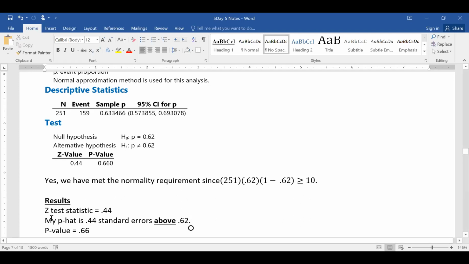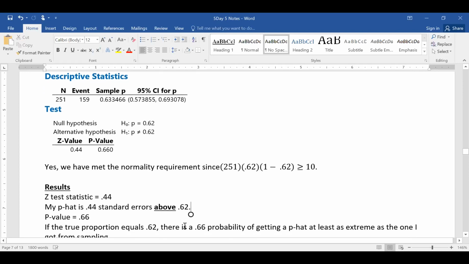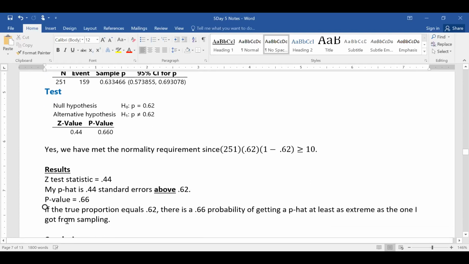You're not doing it. Then I just say my p hat is 0.44 standard errors above, because it's positive, 0.62, which is my p naught. It's just telling the location. Then up here in my output, p-value is 0.66. So I'm just going to report p-value. That should be a lowercase p. It's just capitalized when I typed it in the Word document all by itself, so I apologize for that. P-value is 0.66.